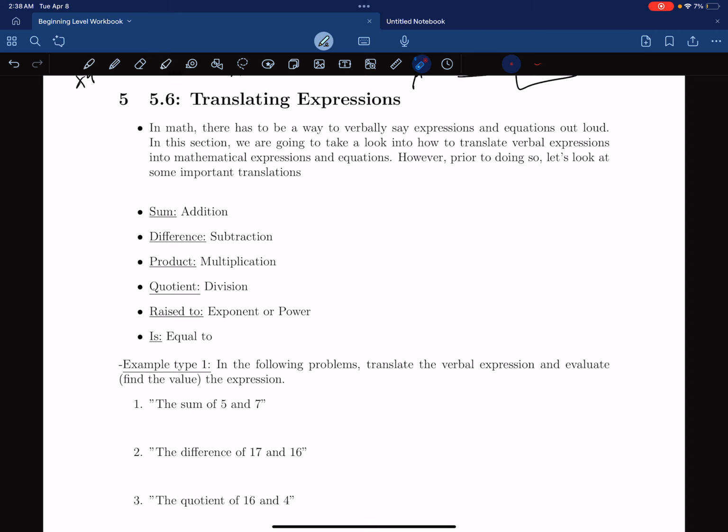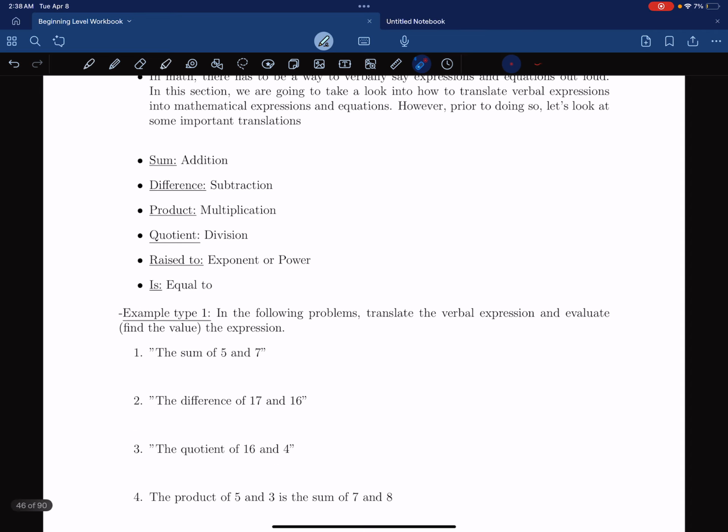Welcome to section 5.6. In this video, we are going to learn how to translate verbal expressions into mathematical expressions or equations. And let's first talk about some terminology here.